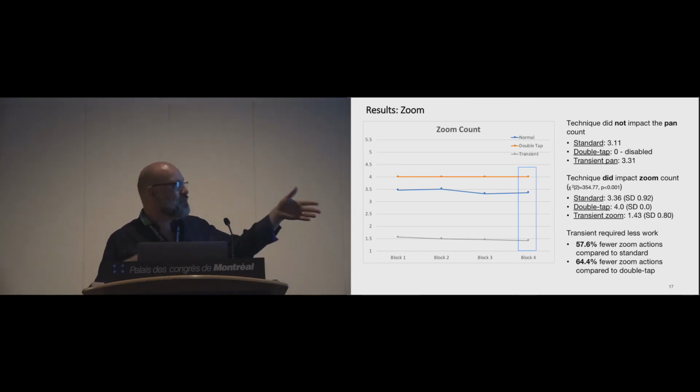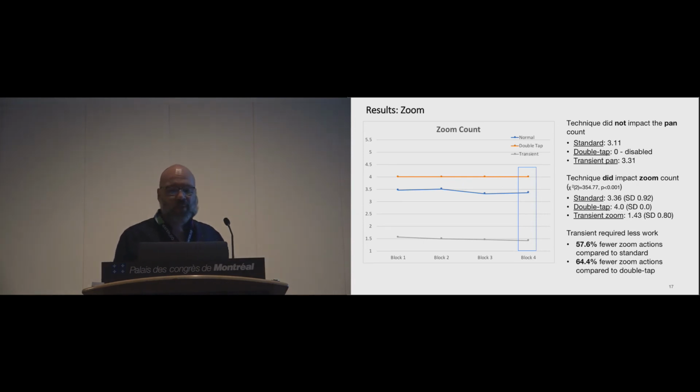In terms of the gain here, we're looking at about 57.6% fewer zooms for transient compared to standard pan and pinch to zoom, or about 64.4% fewer than double tap. So that's a significant reduction in the amount of work.